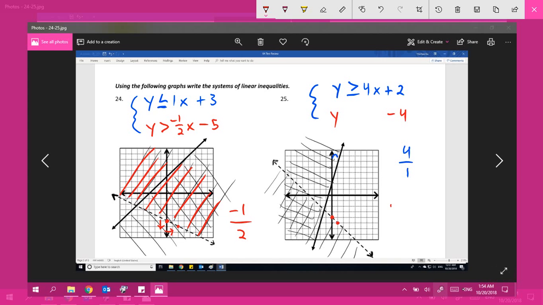How do we get there? We went down 1 space, so negative 1. And then over to the right 1 space, which means over 1. So my slope is negative 1 over 1, which is just negative 1. So we can just write negative x. And what kind of line is this? Dotted, which means there's no equal sign. And where do we shade? We shaded below. You can see right here, whoever shaded below this line, which means it's going to be less than. And there is my system of linear inequalities.